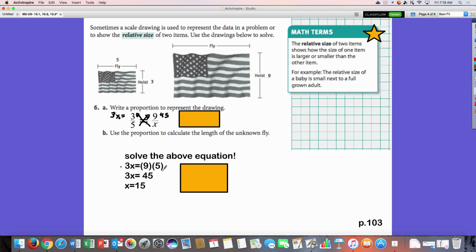3x equals 9 times 5. 3x equals 45, or I could say x equals 15 when I solve that. And I know everyone listening to this can solve that problem. So it's easy. We're just cross-multiplying, what we've been doing for months. Let's keep on moving on.